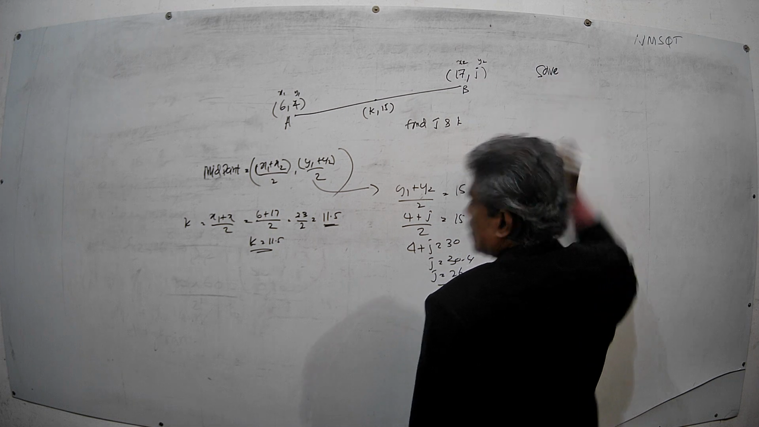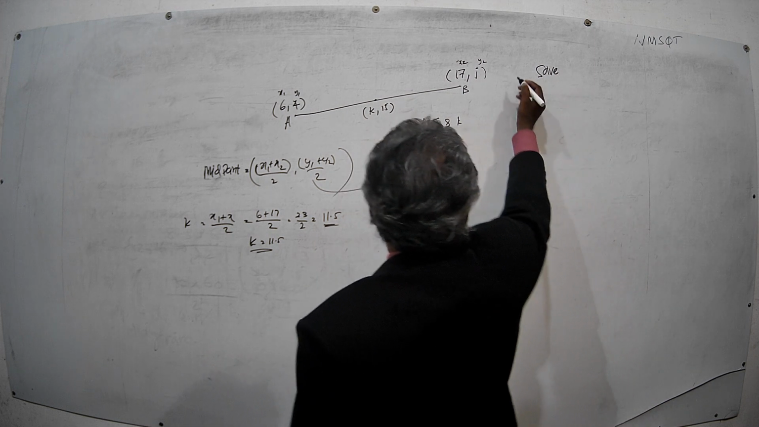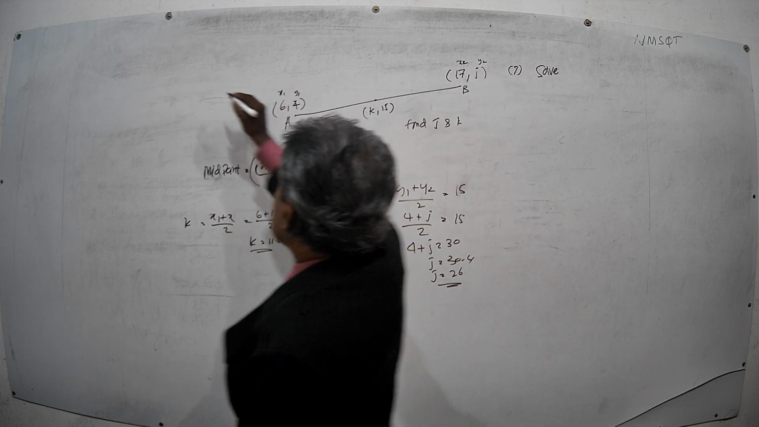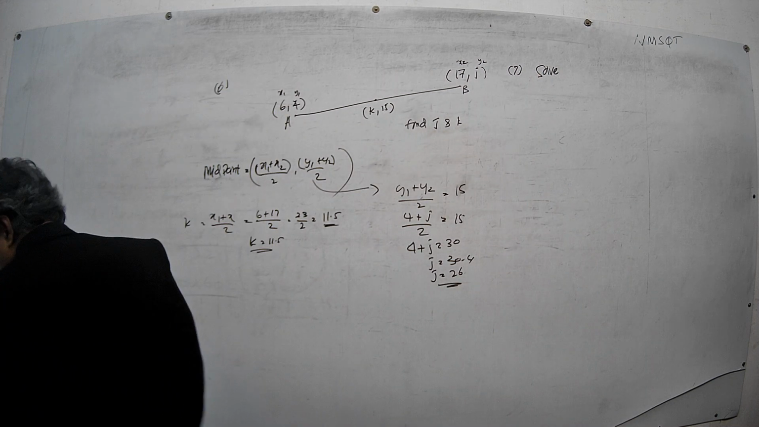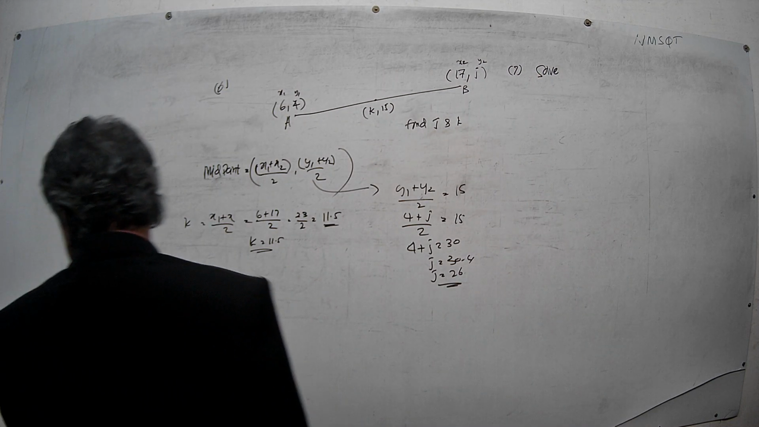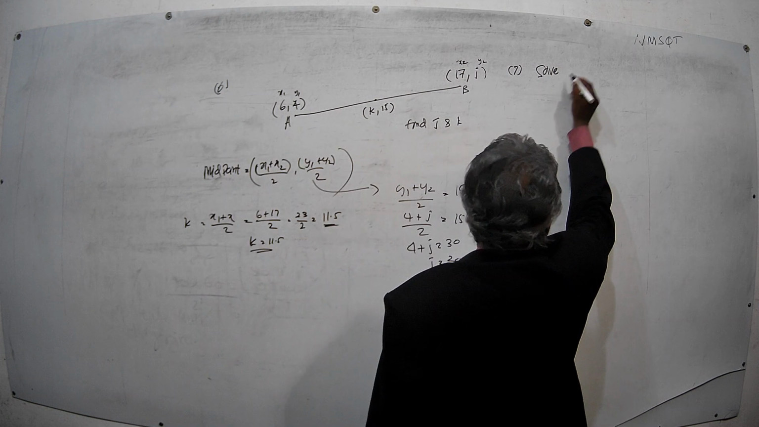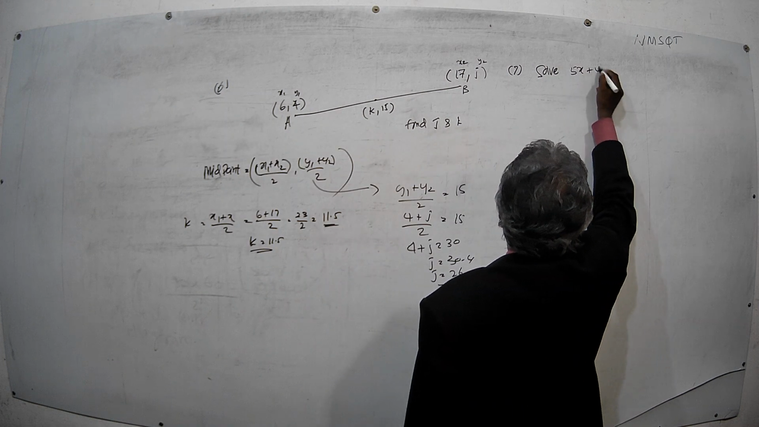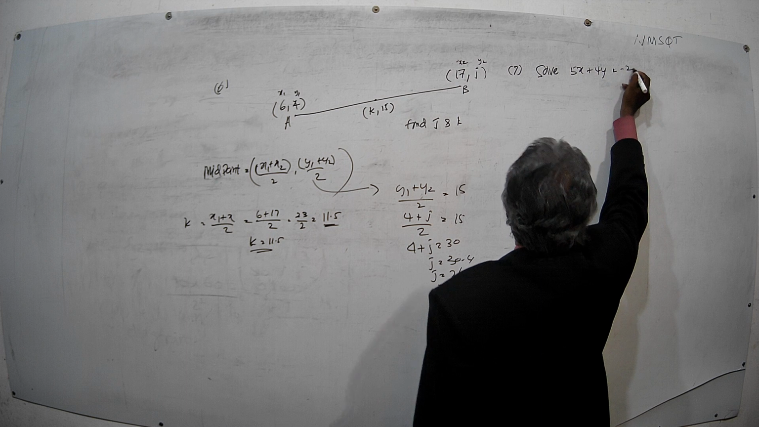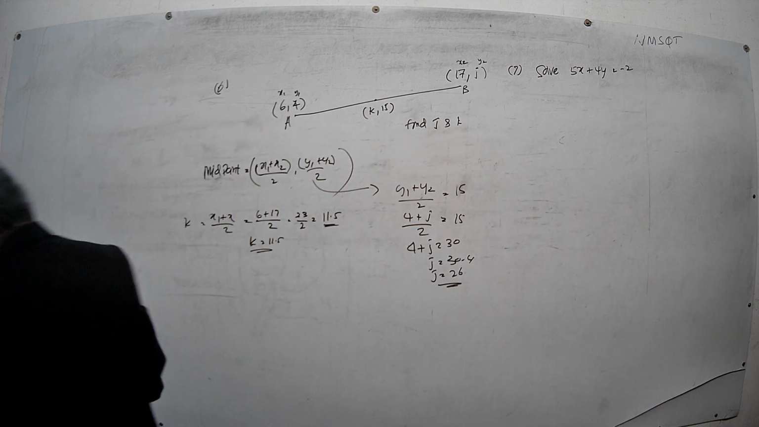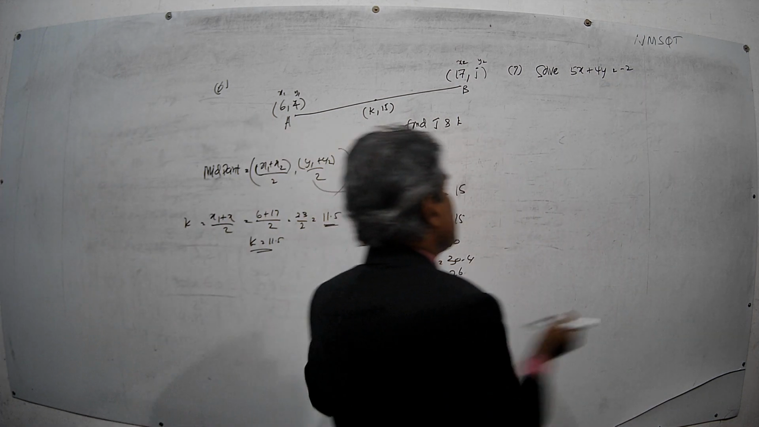Solve. What is that? Simultaneous equations. This is question 7, and that was question 6. Okay, then question 7. They say 5x plus 4y equals minus 2. Then they say 2x minus y equals 4.4.